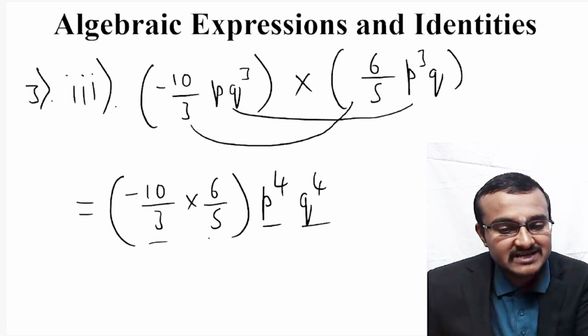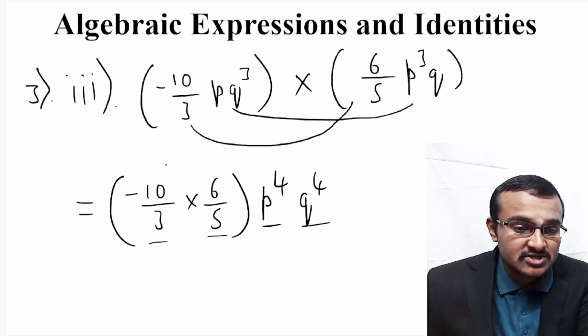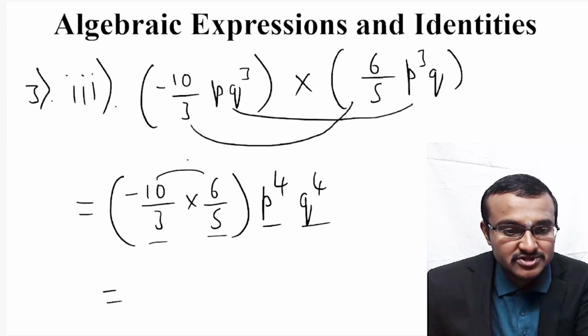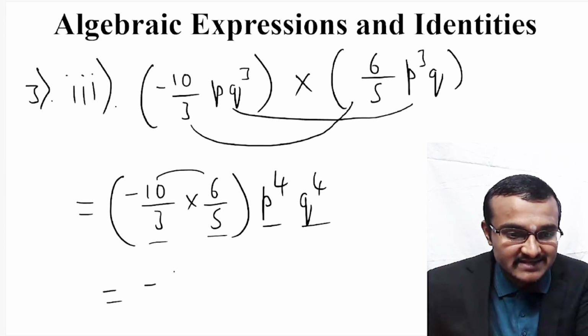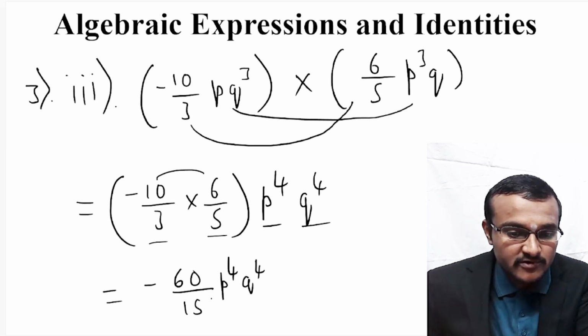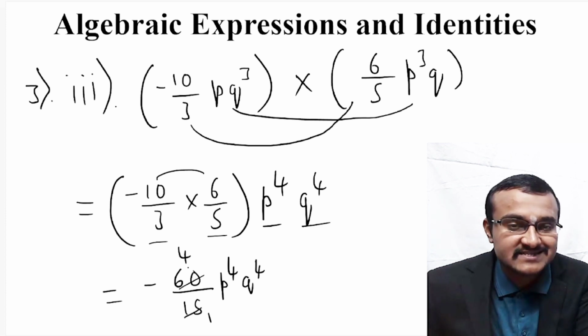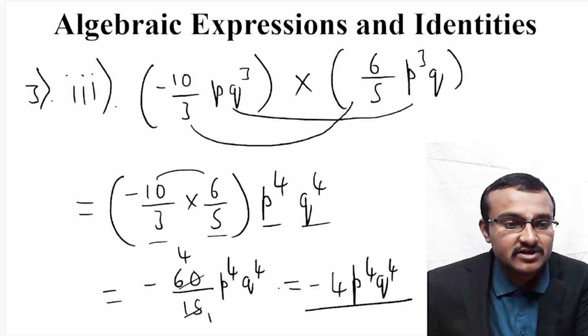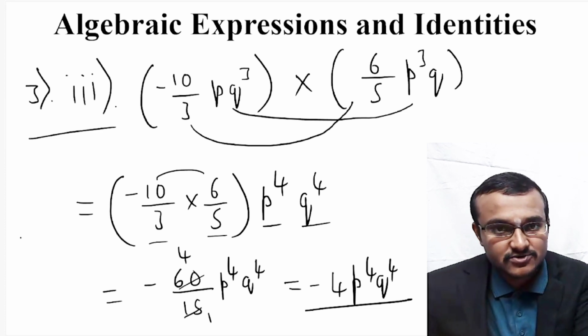Now you should multiply this minus 10 by 3 into 6 by 5. What is 10 into 6? Minus should be there because minus into plus is minus. 10 into 6 is 60, 5 into 3 is 15. So minus 60 by 15 p power 4 q power 4. Here 15 ones are 15, 15 fours are 60. So here you are getting minus 4 p power 4 q power 4 as your answer for the third question in this third question.